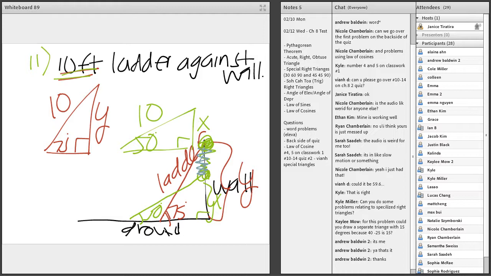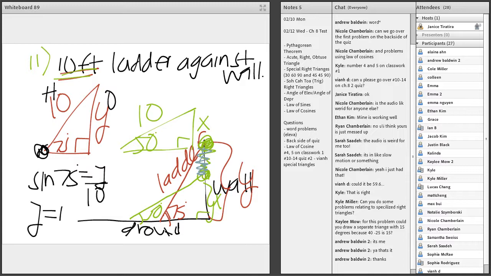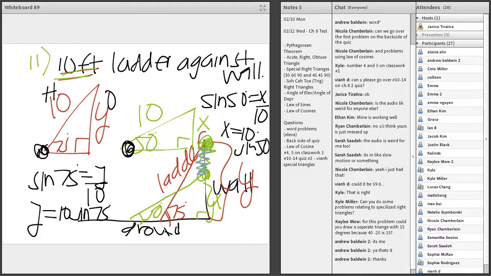So this is not tangent this time. This is sine. This is opposite over hypotenuse from the angles. So sine of 75 equals y over 10. So calc ready would be y equals 10 times sine 75. And then we do that again over here. Sine 50 degrees is equal to x over 10. Again, it's sine because it's opposite over hypotenuse from the angle 50. Calc ready is 10 times sine 50.